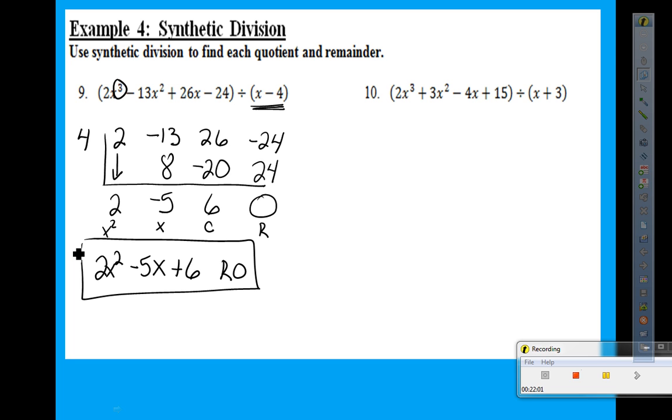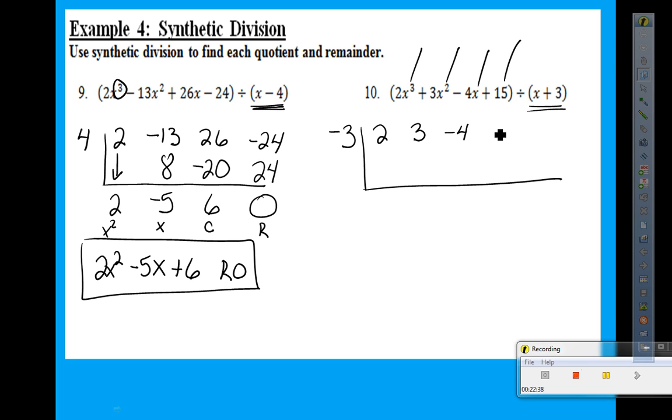If you'd like to, you could pause the video and try number 10. If you don't want to pause the video, here's what it should look like. Set this equal to 0 and get negative 3. List the coefficients, but notice here's a 3rd, 2nd, 1st, constant. So I'm not missing a term. So 2, 3, negative 4, 15.